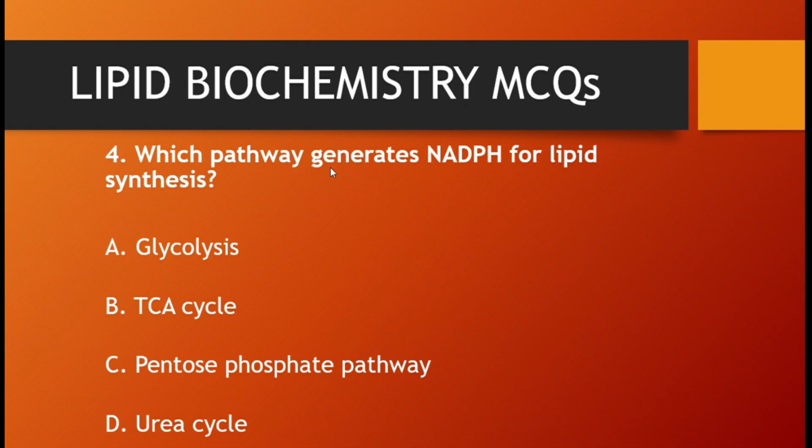Question 4. Which pathway generates NADPH for lipid synthesis? Is it A, glycolysis pathway? B, TCA cycle, that's tricarboxylic acid cycle or Krebs cycle? C, pentose phosphate pathway, or D, urea cycle? The correct option here is the PP pathway, pentose phosphate pathway, option C.